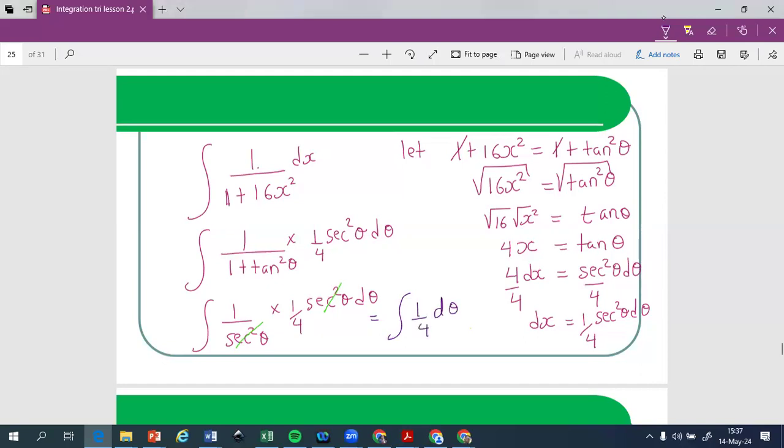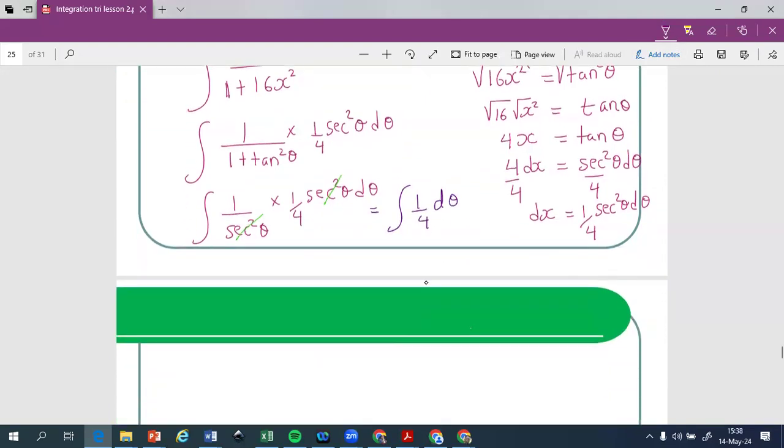Now your task is to integrate. So I come now and integrate a quarter d theta. Members, what do we get? A quarter theta. Yes, a quarter theta. So I'll have a quarter theta plus c.